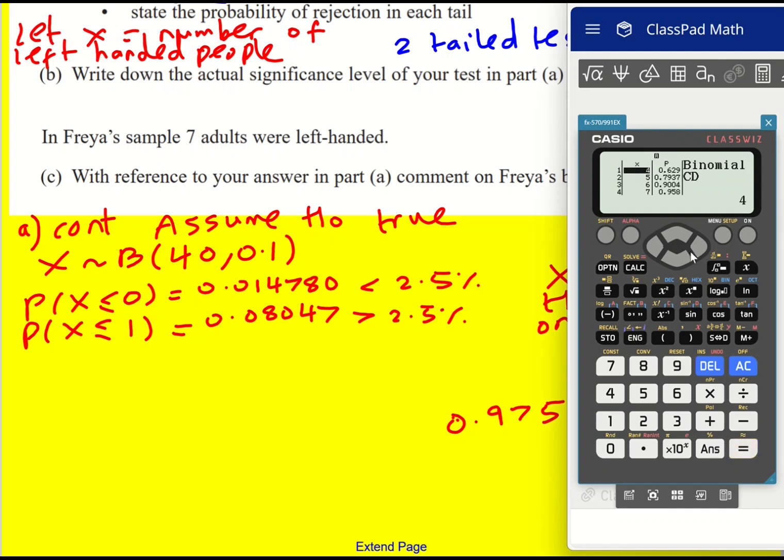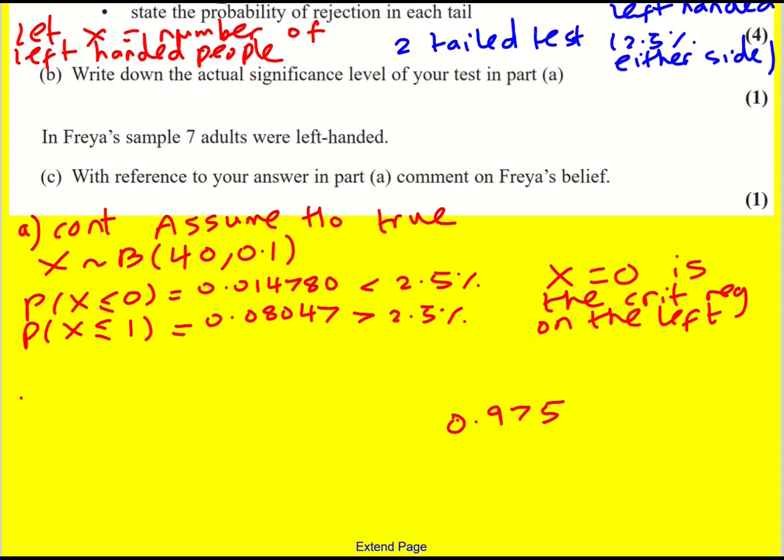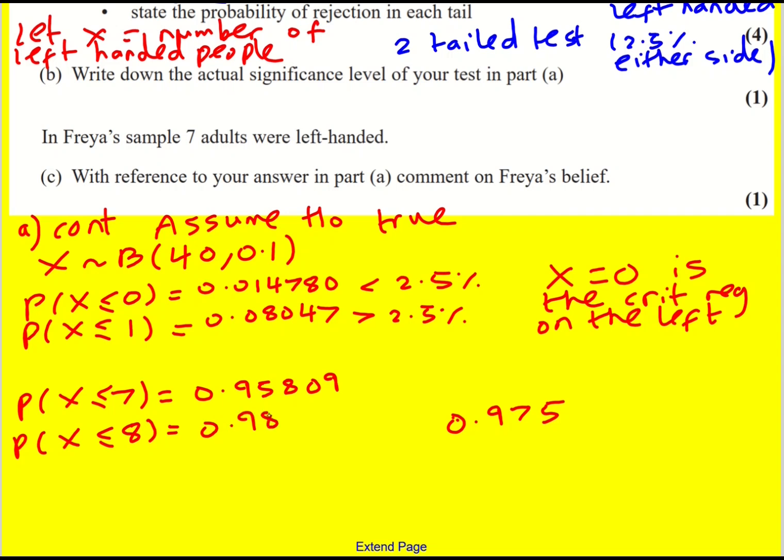Okay, now crossover 0.975. Here we go. The probability that x is less than or equal to 7 is 0.958, and we get the expanded bit here. And then the one next beyond that is less than or equal to 8, and that gives 0.984504.